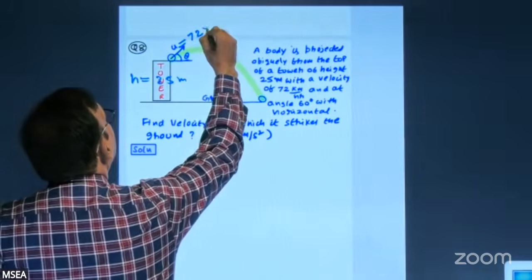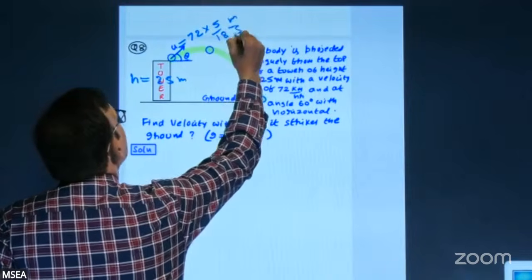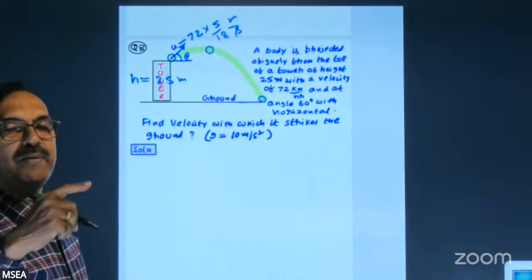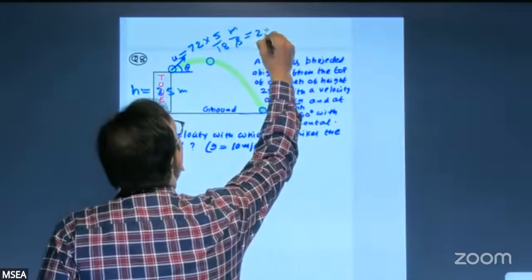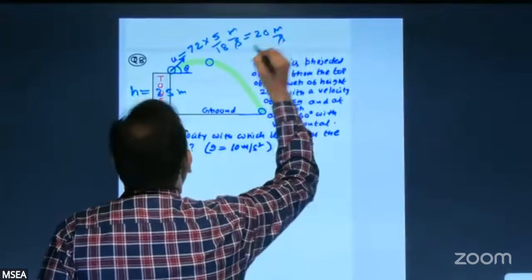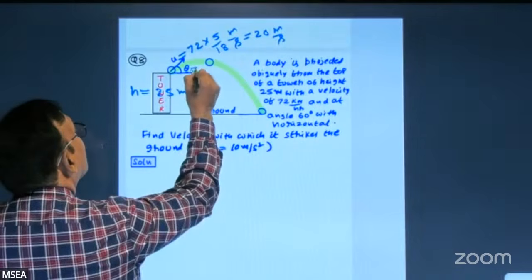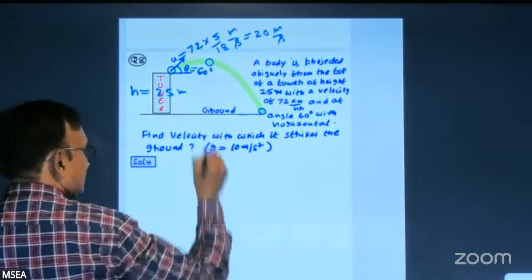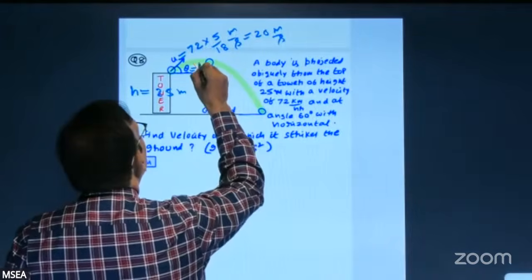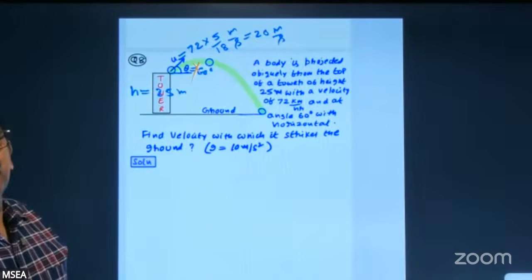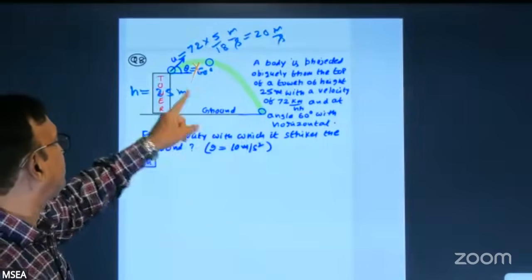Convert kilometer per hour into meter per second. I'm writing the steps directly. 1 kilometer per hour is 5 by 18 meter per second, so this comes out to be 20 meter per second. The velocity of projection is given. The angle of projection is given as 60 degrees. As a matter of fact, that particular angle we need not use. That angle is surplus data. You will understand as we proceed further.